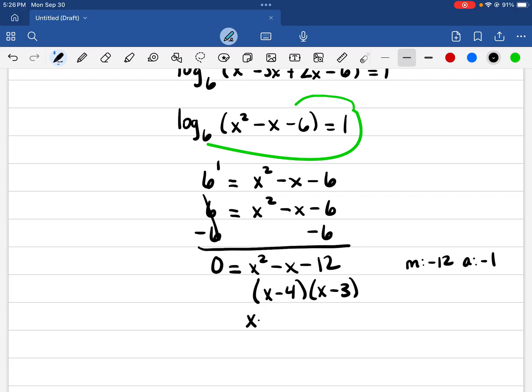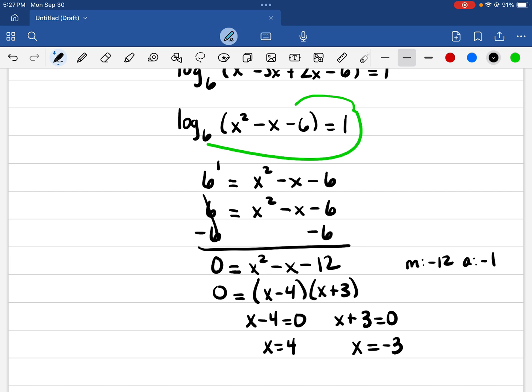We can take each of those now that they're factored, set them equal to 0 to solve them. This first one's going to give us x equals 4. That was supposed to be plus 3. Plus 3. There we go. So negative 4 and positive 3. This one's going to give us negative 3.